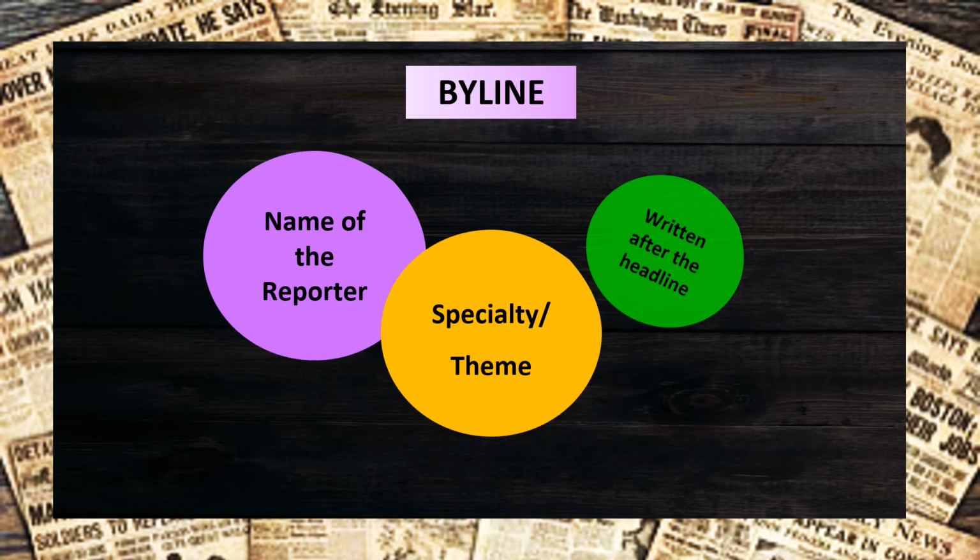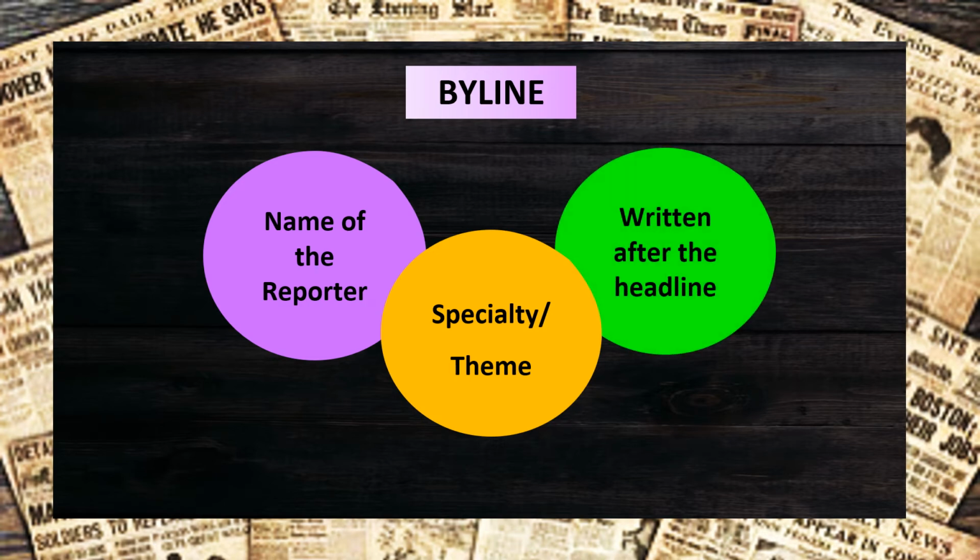A byline refers to the name of the reporter, his specialty, what he is going to write on, and where it should be written. It should be written after the headline. Now, when I say specialty or the theme, in case he's going to write about food, that has to be mentioned. In case he is going to write about politics, then after the name of the reporter, you need to mention the specialty.